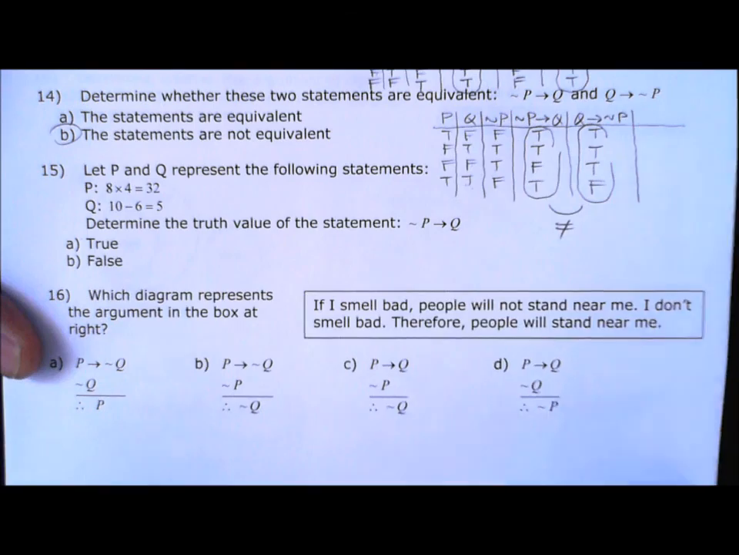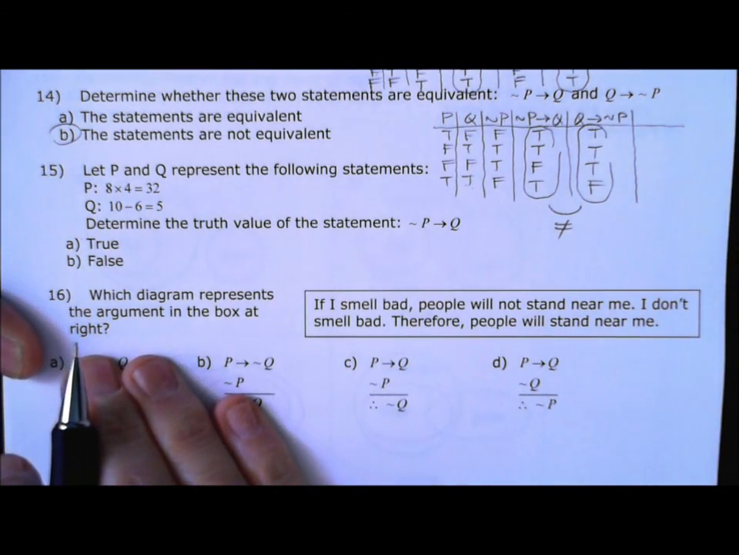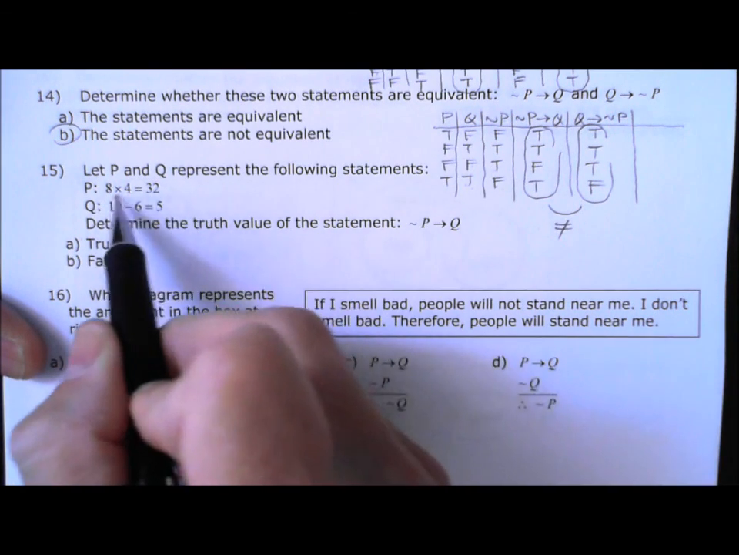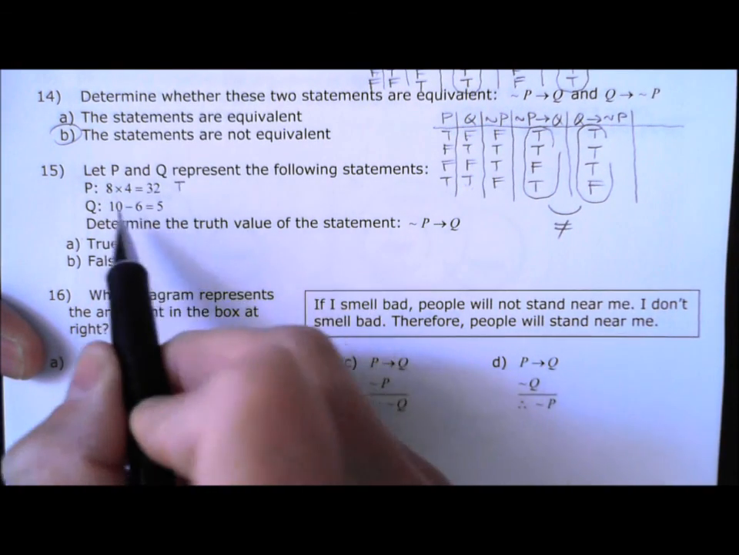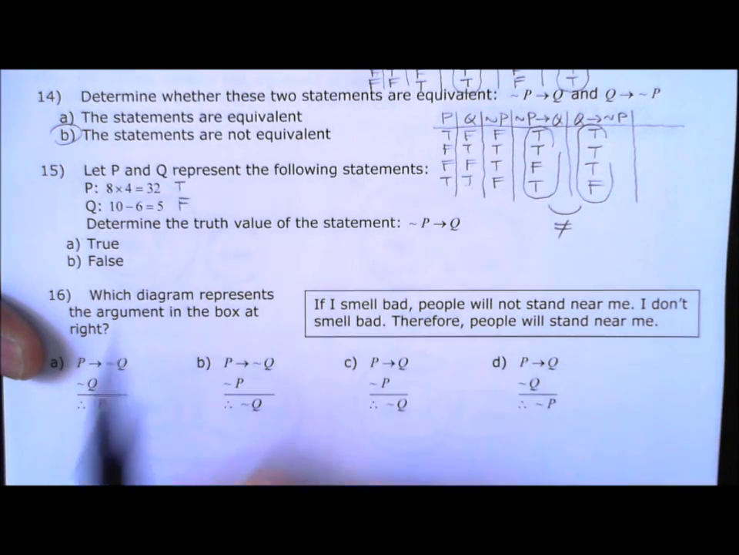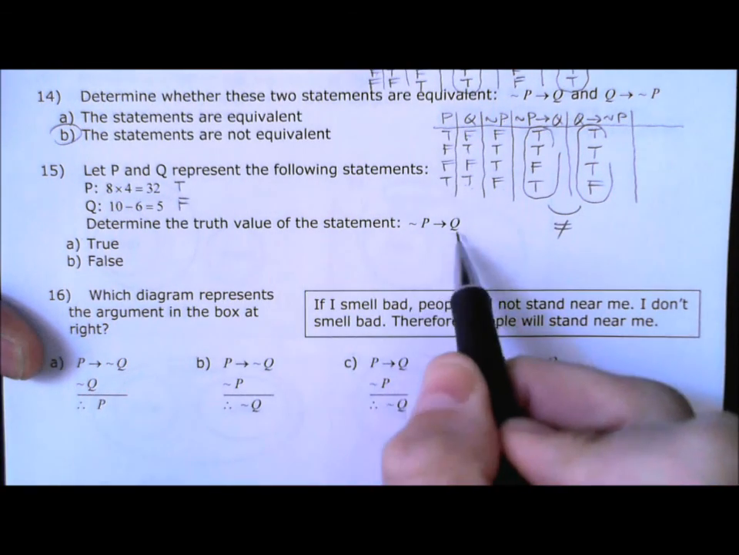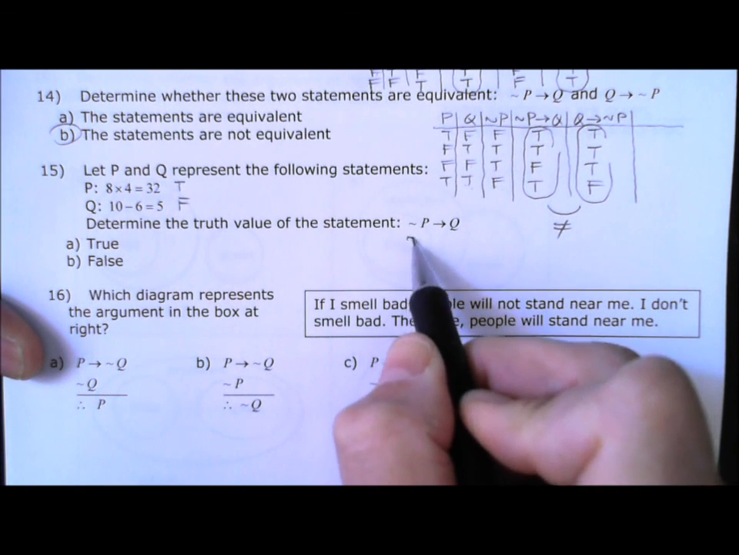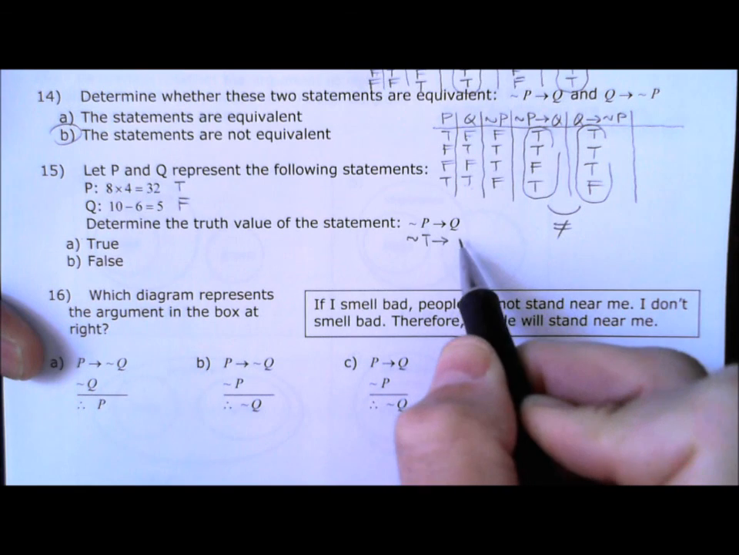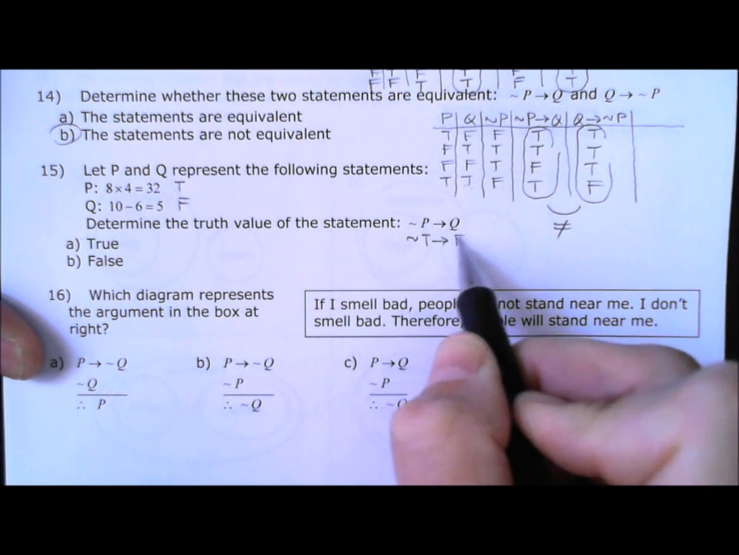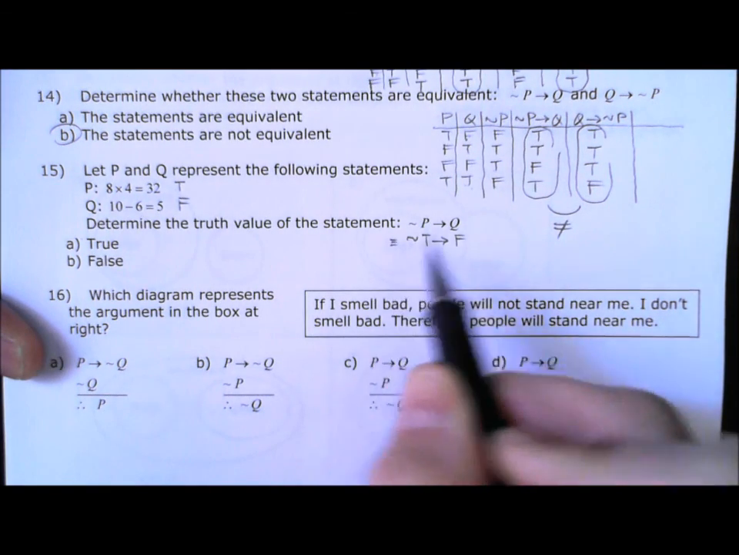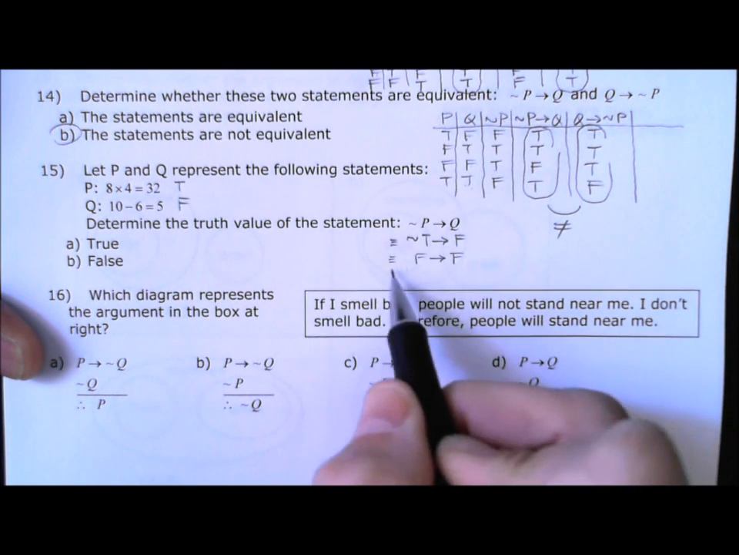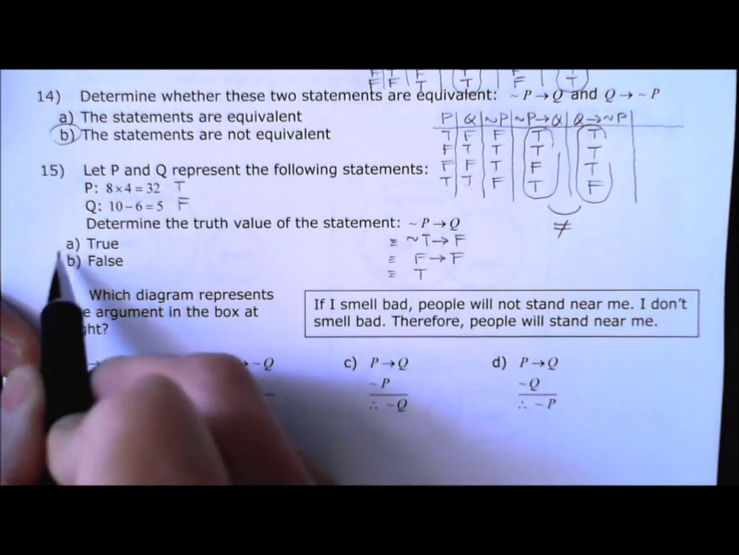Number 15 has us dealing with statements P and Q, and you can see by just looking at them, 8 times 4 is 32 is a true statement, whereas 10 minus 6 equals 5 is a false statement. And we're asked to calculate the value of not P implies Q. Well, the value of P is true, so it's not true implies the value of Q is false. And we know that not true is, of course, false. And the value of false implies false is true. So this is a true statement.